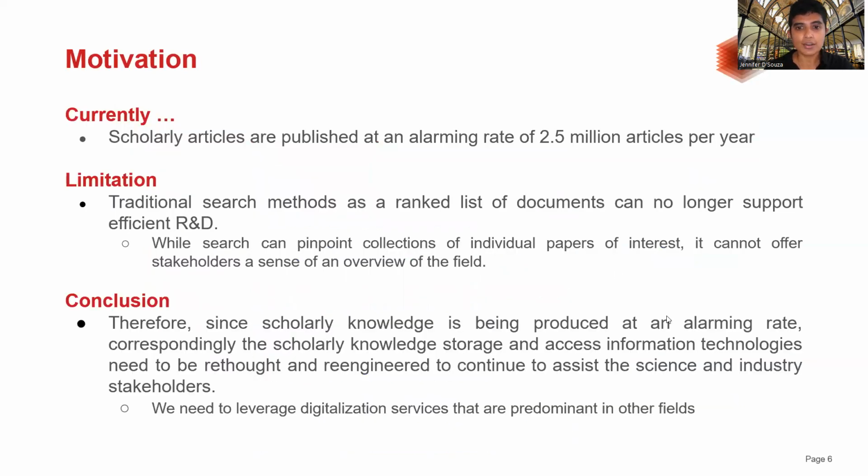The scientists cannot be expected to go over each of these 2 million papers. Therefore, since scholarly knowledge is being produced at an alarming rate, correspondingly, the scholarly knowledge storage and access information technologies need to be rethought and re-engineered to continue to assist the science and industry stakeholders.